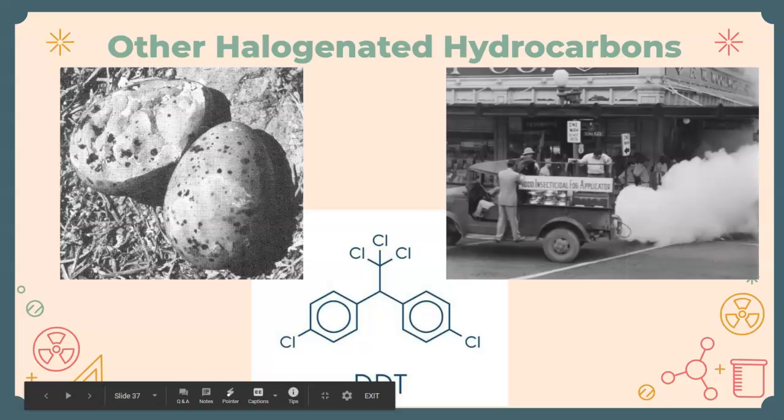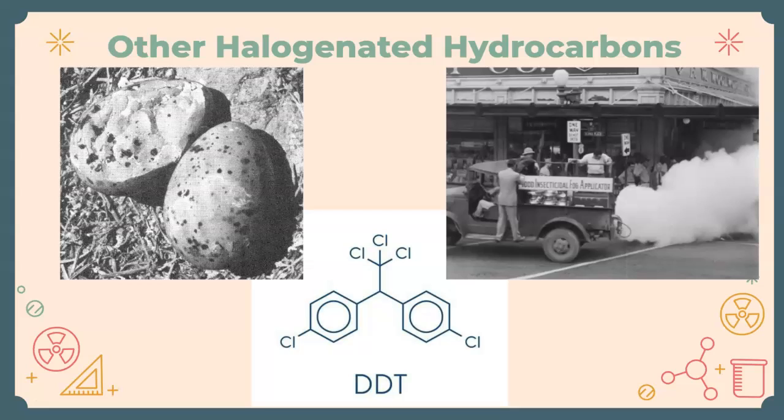Okay, other halogenated hydrocarbons. So for example, DDT. This is the actual structure of DDT. You can see that there's a benzene ring, which would include carbon and hydrogen. And then we have a bunch of chlorines. So DDT is definitely a halogenated hydrocarbon because it has a carbon and a hydrogen, but also a bunch of chlorine. So DDT was that pesticide that they used a bunch in the early part of 1900s, so like in the 50s and 40s and stuff like that.